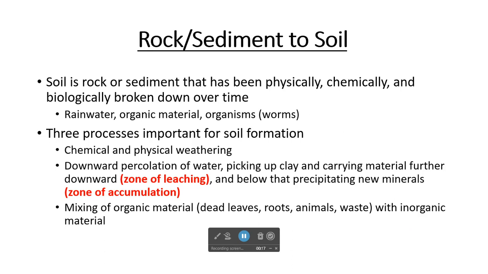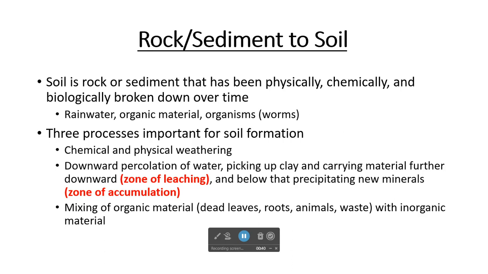So soil is basically rock or sediment that has been physically, chemically, and biologically broken down over time. In other words, it's rock and sediment that's been interacting with rainwater, organic material from plants, and also organisms like worms. There are three main processes that are important for soil formation.